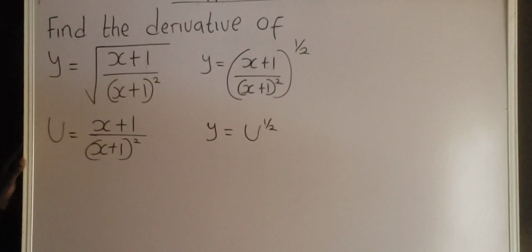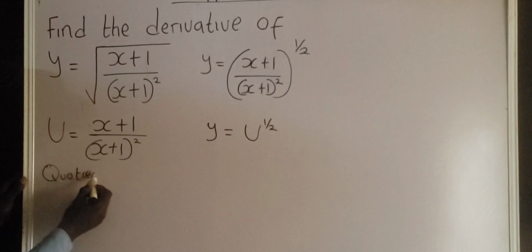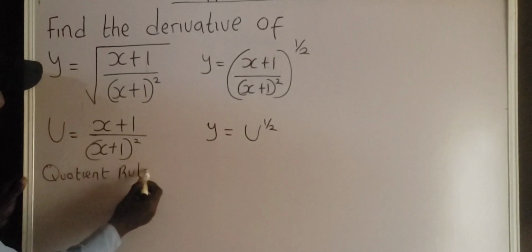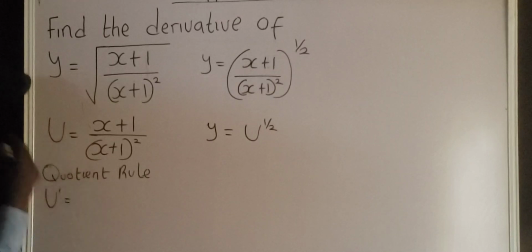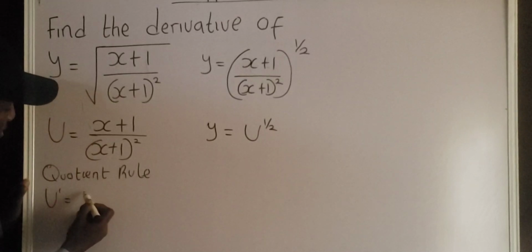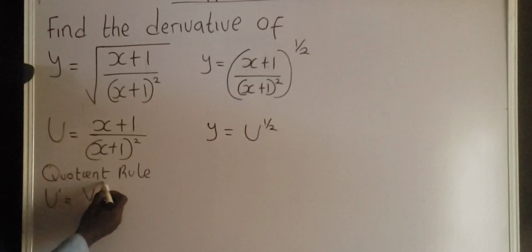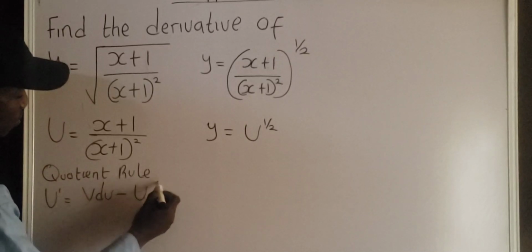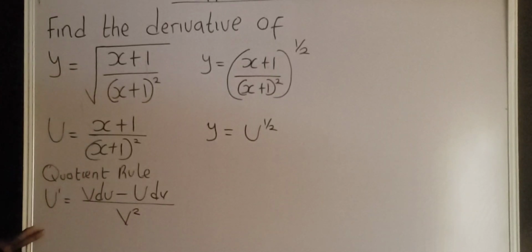Now let us proceed. Let us take the derivative of u using the quotient rule. Don't forget that according to the quotient rule, the derivative is v du minus u dv all over v squared. This is the quotient rule.